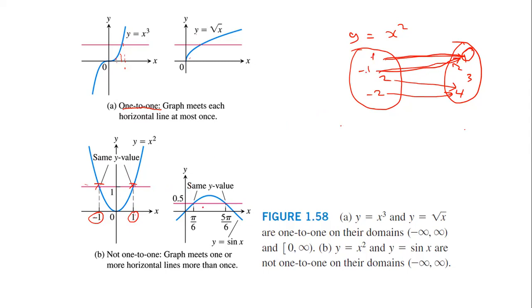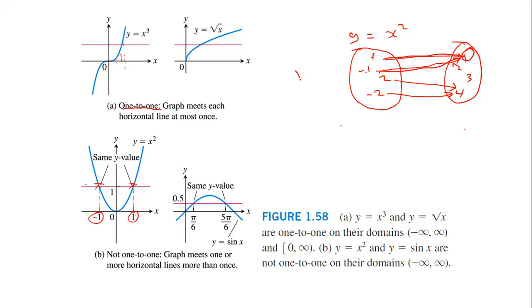So what is the criteria? The criteria is the horizontal line. If you have a horizontal line crossing the function at more than 1 point, the function is not 1-to-1. If it is exactly 1 point, the function is 1-to-1.